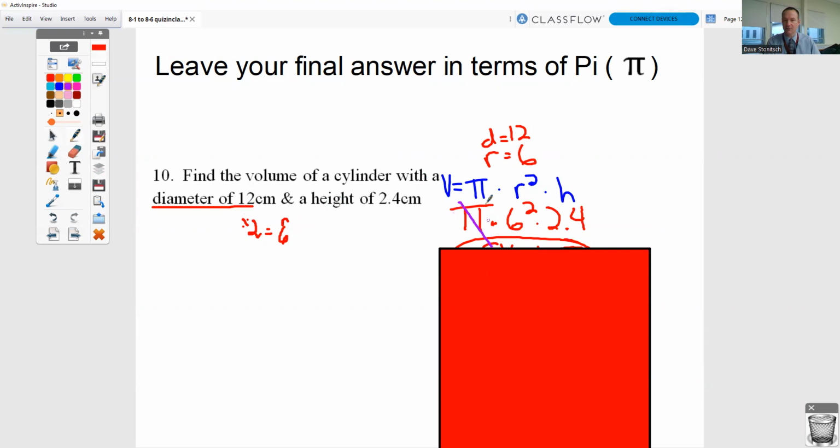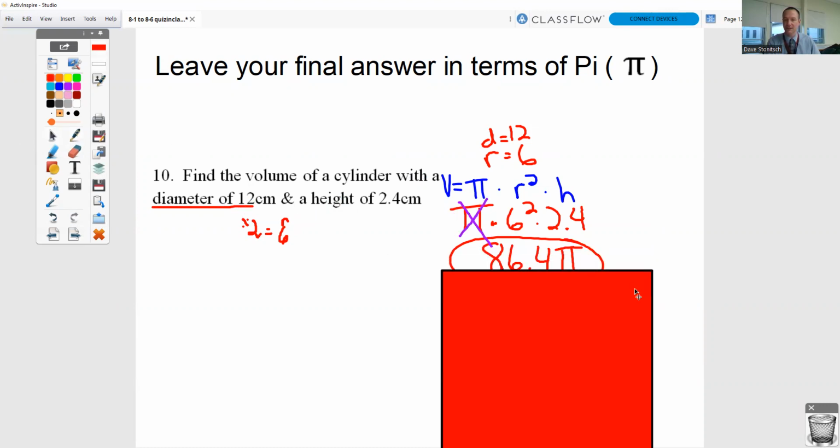Again, we're leaving it in terms of pi. So you type in everything except for the pi symbol. So 6 squared times 2.4, you get 86.4. And then just stick your pi symbol at the end.